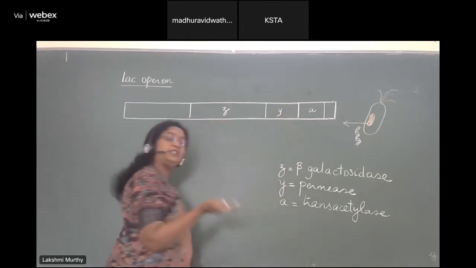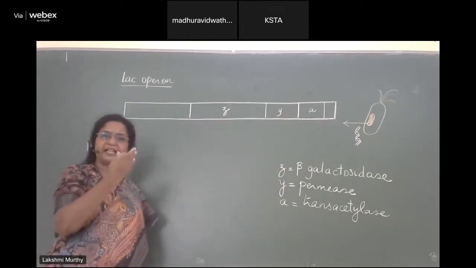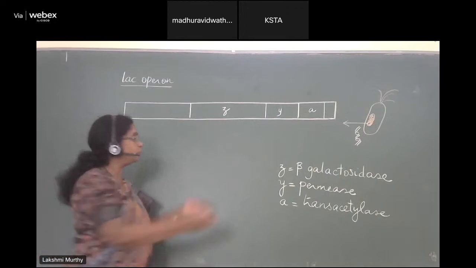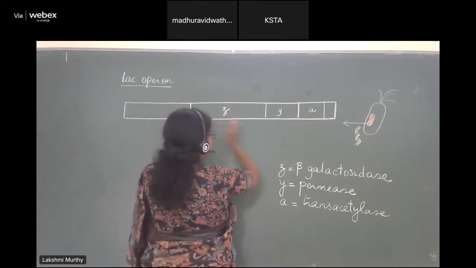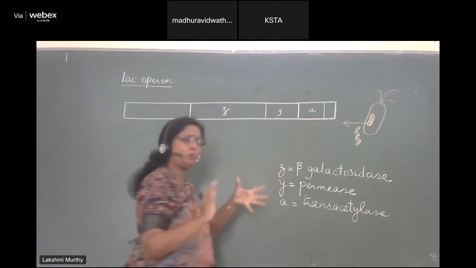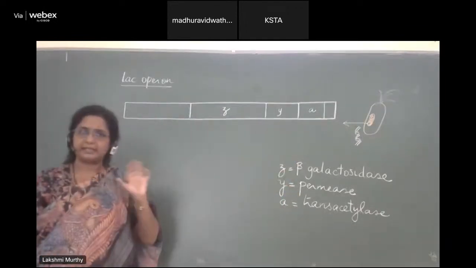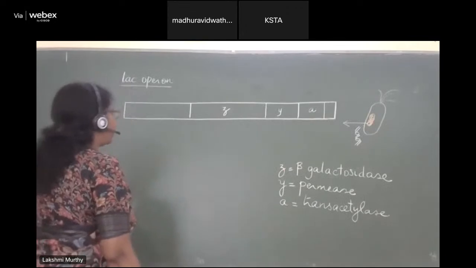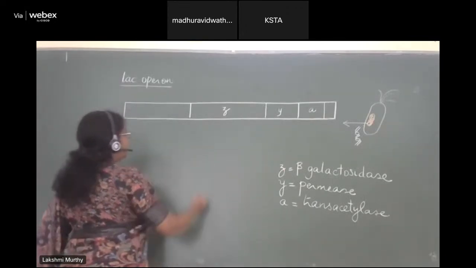This is only for the sake of depiction on the board that I have put lines there, which also gives you an idea that Z is a pretty lengthy cistron and then Y and A are almost similar in size. That is the cistron size. Okay, let's go ahead. Now what am I going to find?